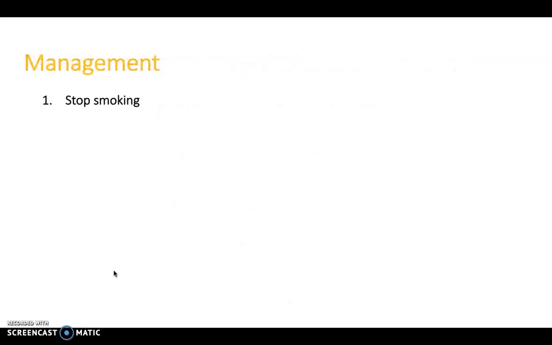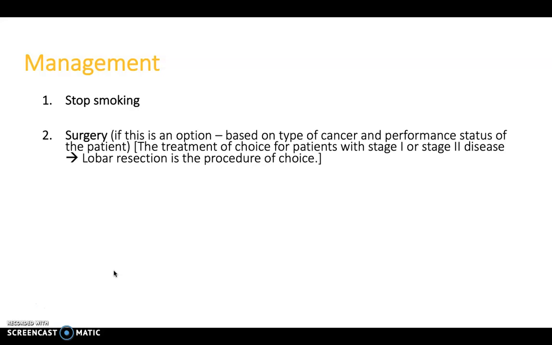So management, if the prognosis is potentially good, an important thing here would be to stop smoking, especially if smoking is likely the cause. Even if prognosis is fairly bad, stopping smoking may lengthen their prognosis. Surgery may be an option, based of course on the type of cancer. Performance status of the patient will all play into this decision. So the treatment of choice for patients with stage 1 or stage 2 disease would be a lobar resection.